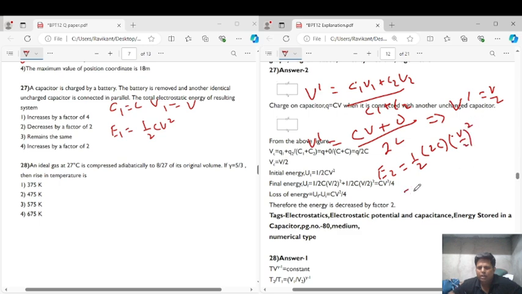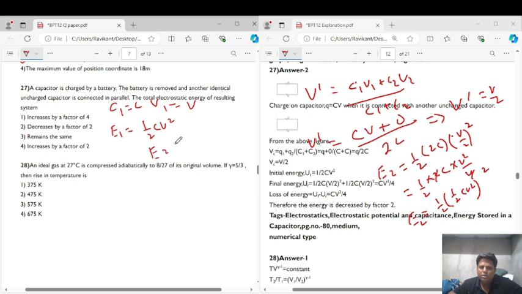So this would result in half into 2C into V square upon 4, right? So this will be equals to half of half CV square. So what we can write from here is, this is E2. So what we can say is that E2 is equals to half of E1. So from here we can say that the energy is reduced by a factor of 2.